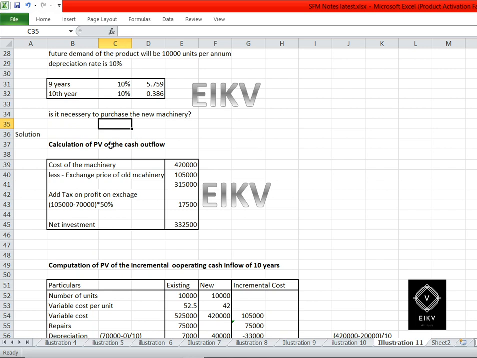So at first I have made the computation of net investment. For the computation of net investment I have taken the cost of the new machinery, which is 4,20,000, less the exchange price of the machinery, which is 1,05,000. After deducting that we will get 3,15,000. After that we need to add the profit on exchange, which means 1,05,000 is the sale price of the old machinery less 70,000, the book value.